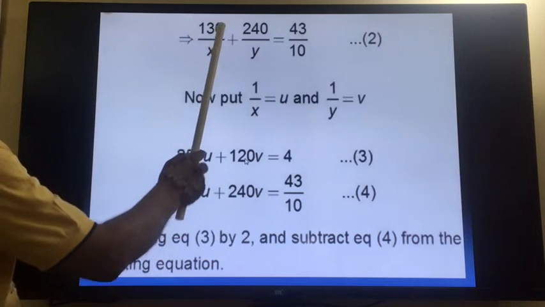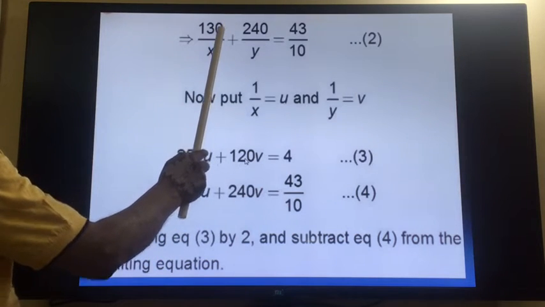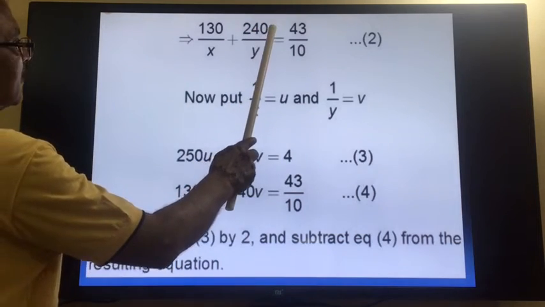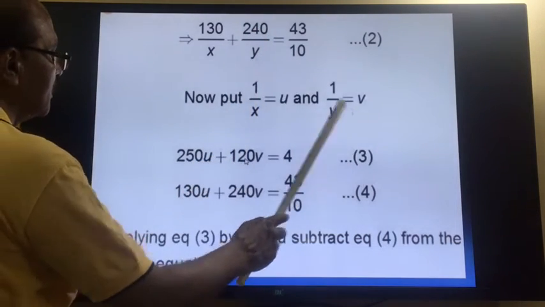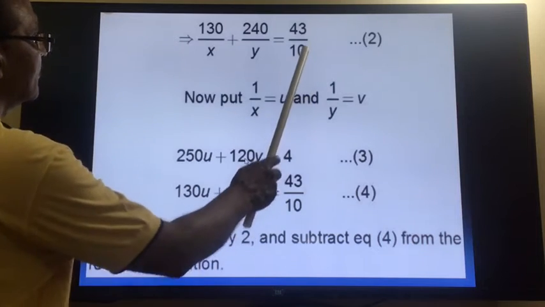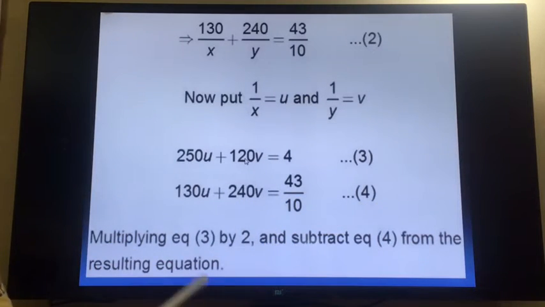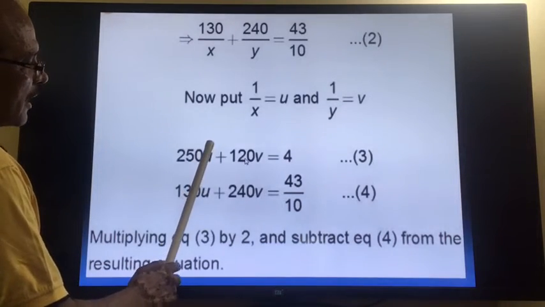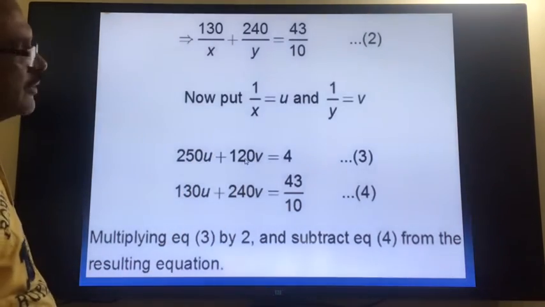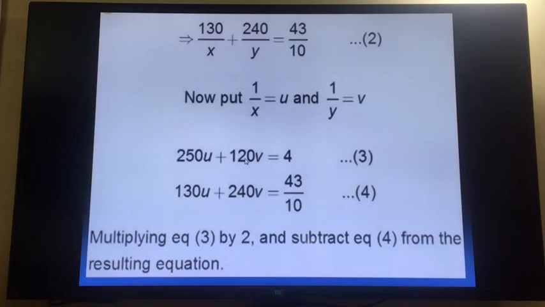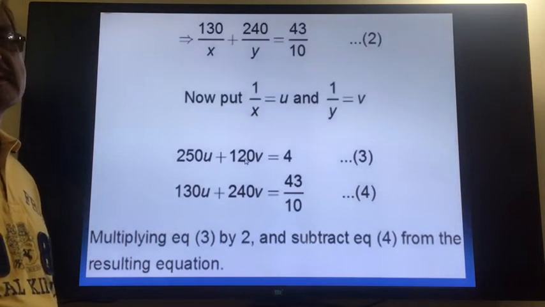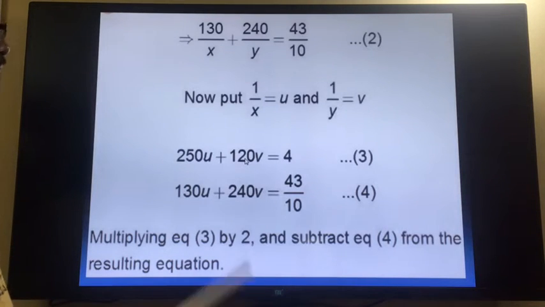And in the second equation, 130 into 1 upon x is equal to u, so 130u plus 240, and here we can suppose 1 upon y is equal to v, so 240v is equal to 43 upon 10. This is the fourth equation. Now the two equations, observe carefully: u to the power 1, v to the power 1, so these are linear equations. So to solve them we can use any method: by equating the coefficients, or by substitution method, or by cross multiplication method. So we got these two equations.